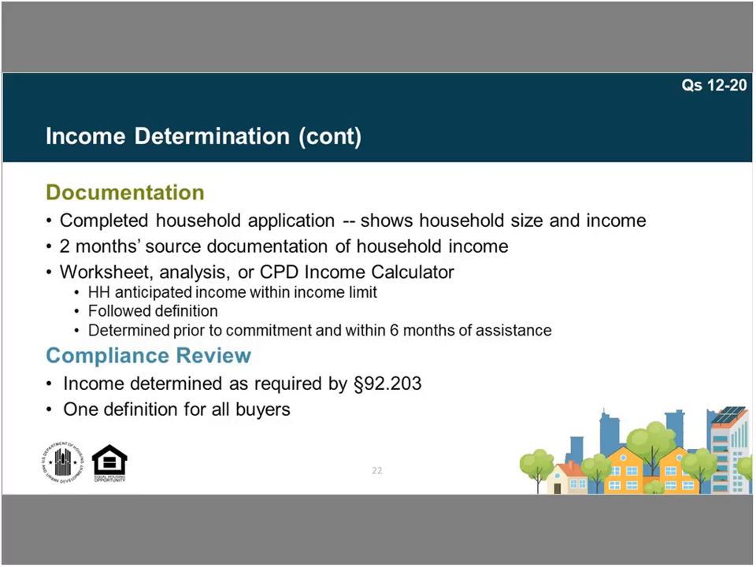When HUD does its review, it will look at a sample of homebuyer files, homebuyers that were assisted under your DPA program, and it will look to see that the income was determined as required by 92.203, the things that I just discussed, and also to confirm that you were using consistently the same income definition across your DPA program.